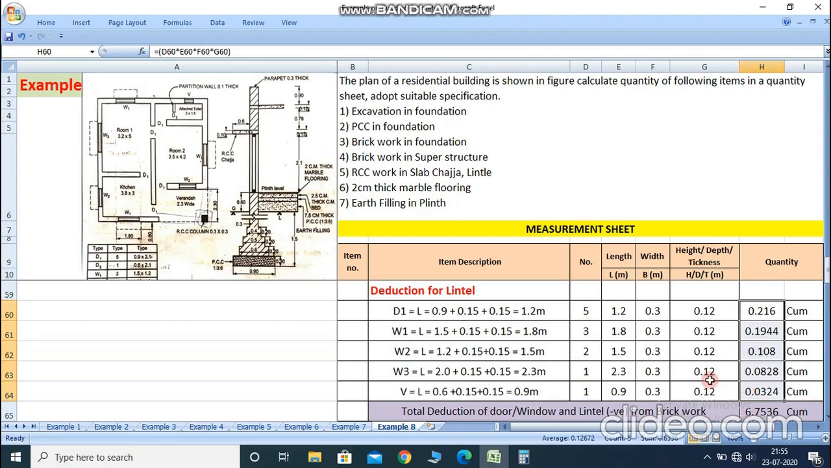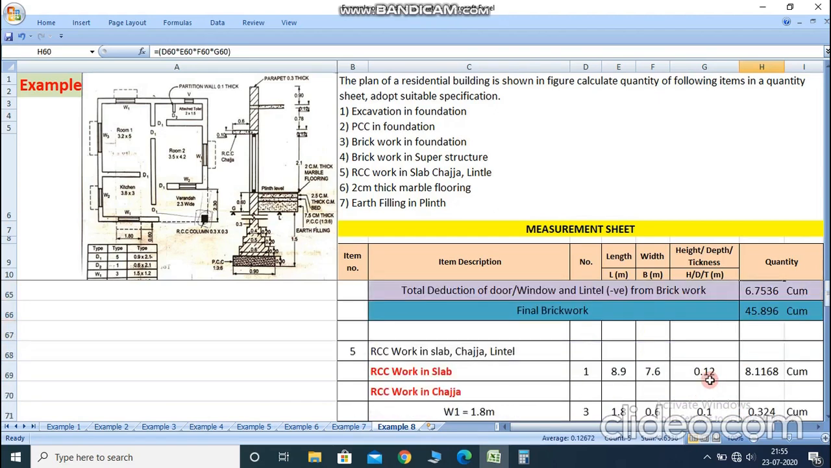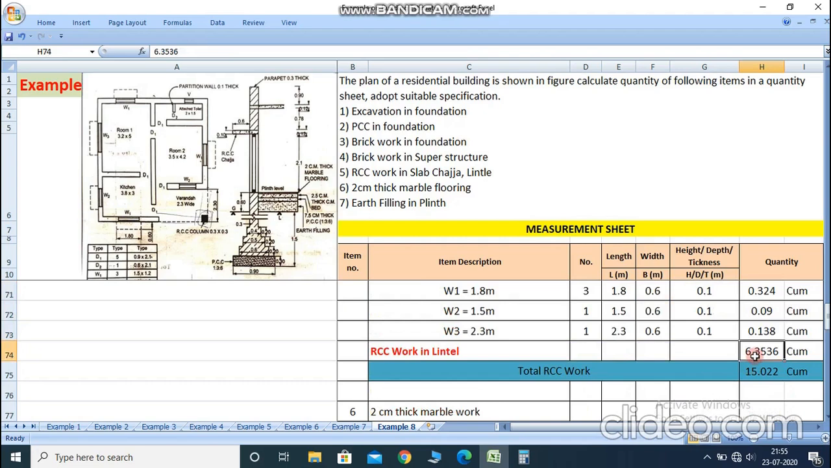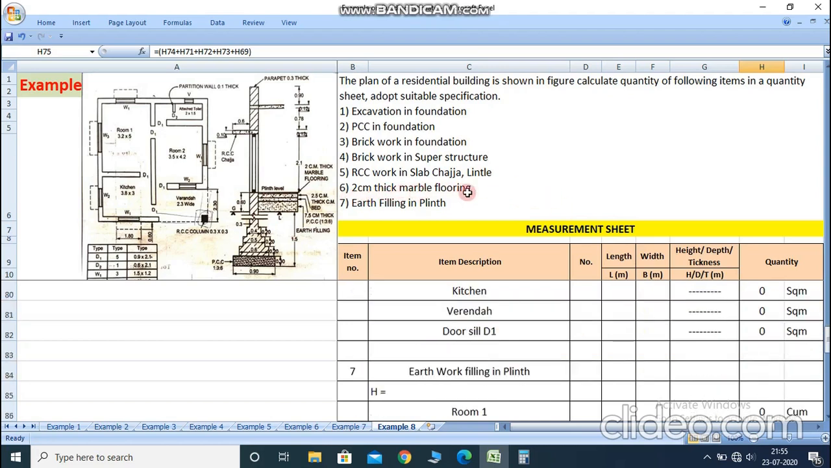Sorry, here 0.6336, here 0.6336 cubic meter. It's the lintel work. So the total RCC work for the lintel, chhajja and slab is 9.3024 cubic meter. Now the 6th item we calculate is 2 centimeter thick marble flooring.